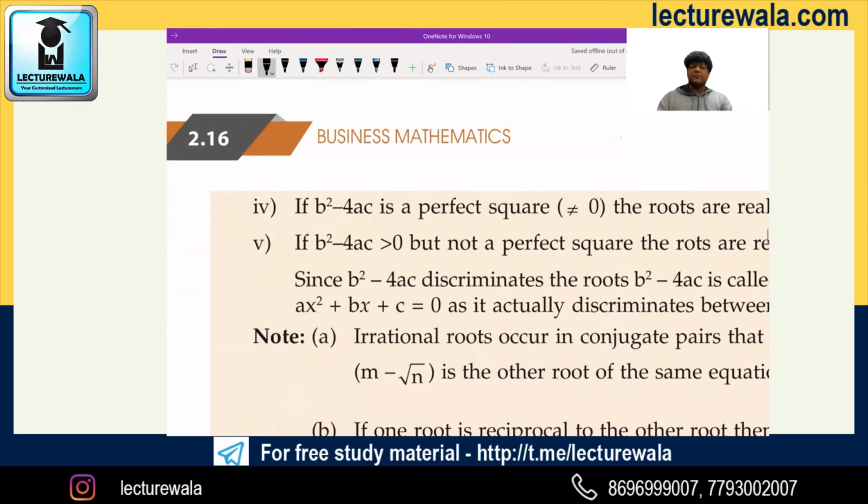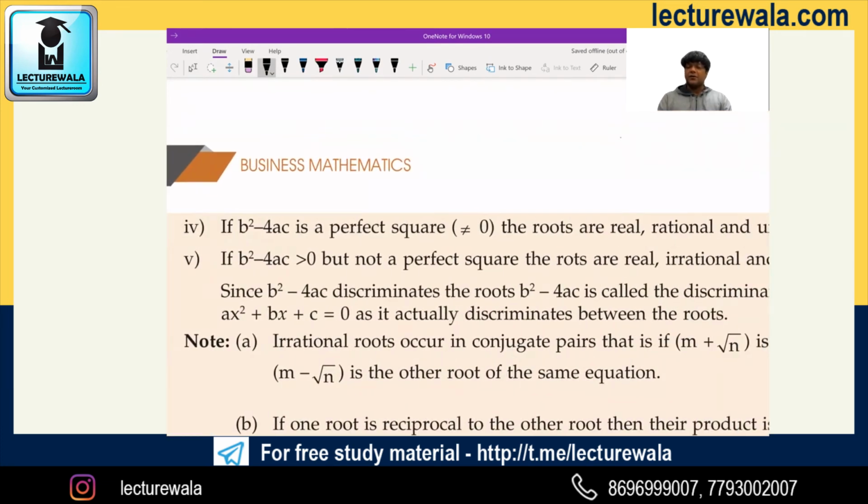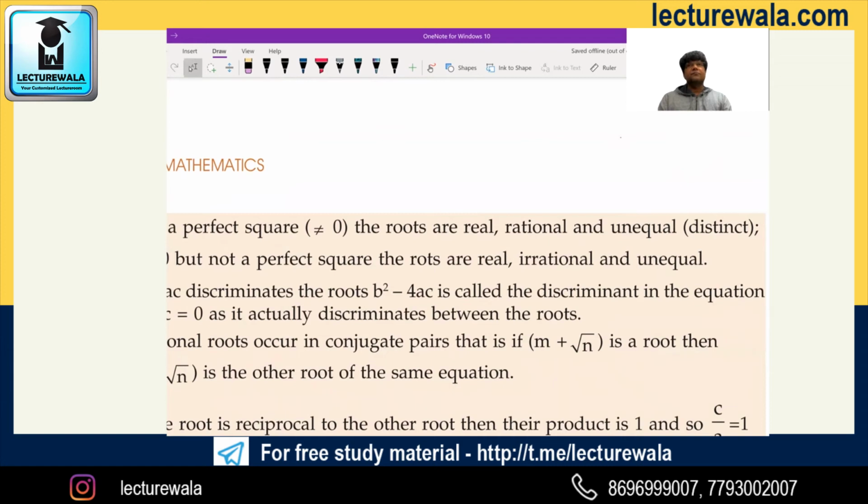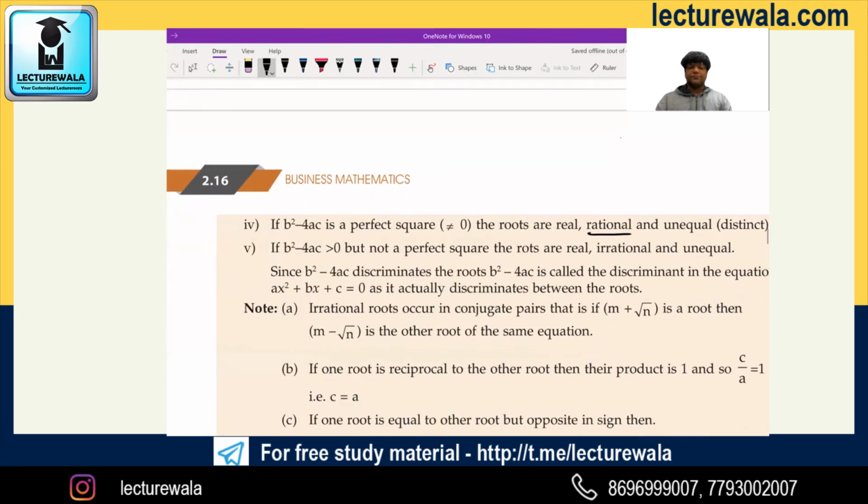B square minus 4ac is a perfect square, roots are real, rational, and unequal. So guys, if the question says roots are rational, you must understand. Sometimes they use full language, sometimes half language, so you need to understand that.